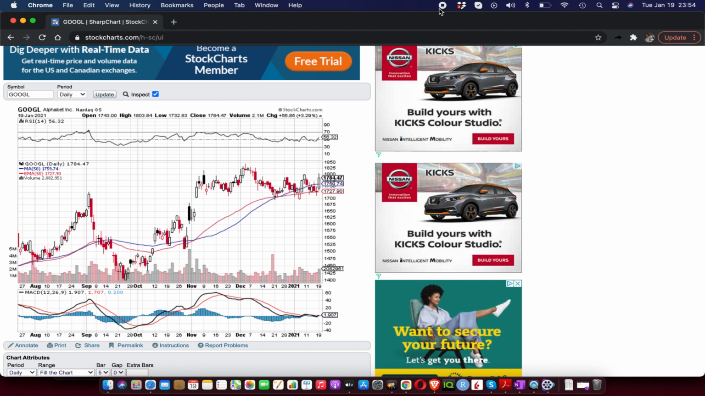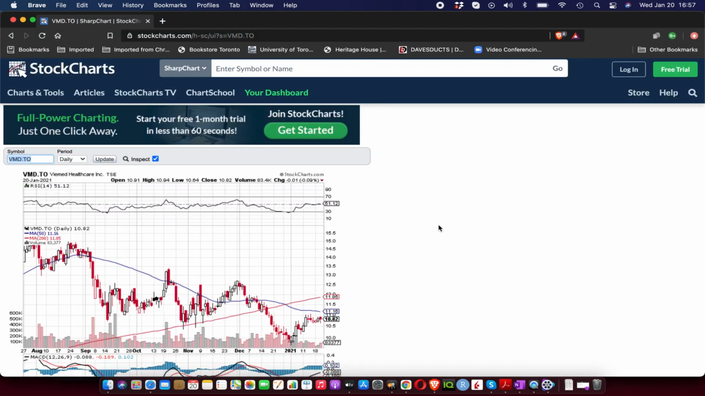Here is another example of a stock chart, just to show you moving averages that are trending downward. In the previous video, we talked about a case where the moving averages were trending up. In this case, I just wanted to show you an example of a stock that is trending downward when you look at the moving averages. I pulled up a company called Viemed Healthcare, which trades on the Toronto Stock Exchange.